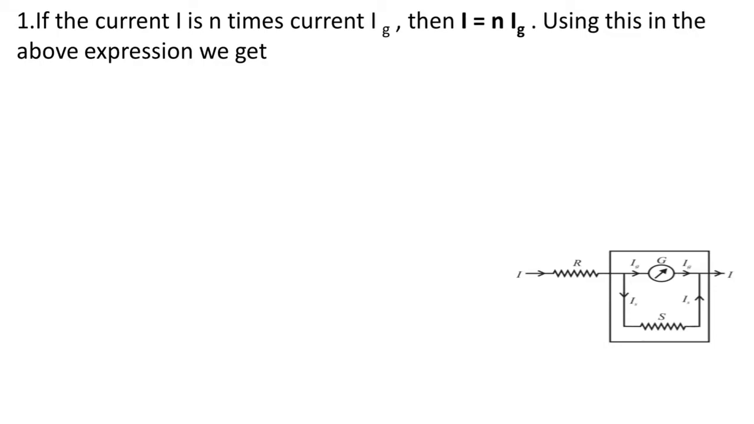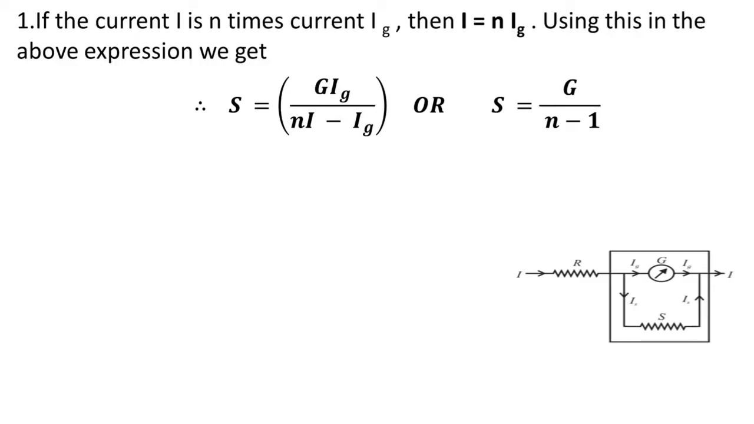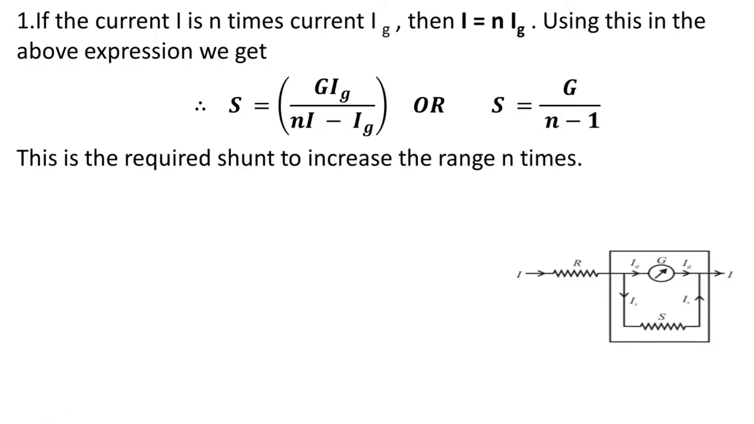Using this in the above expression, we get S = Ig G / (N I_g − I_g), or S = G / (N − 1). This is the required shunt to increase the range N times.